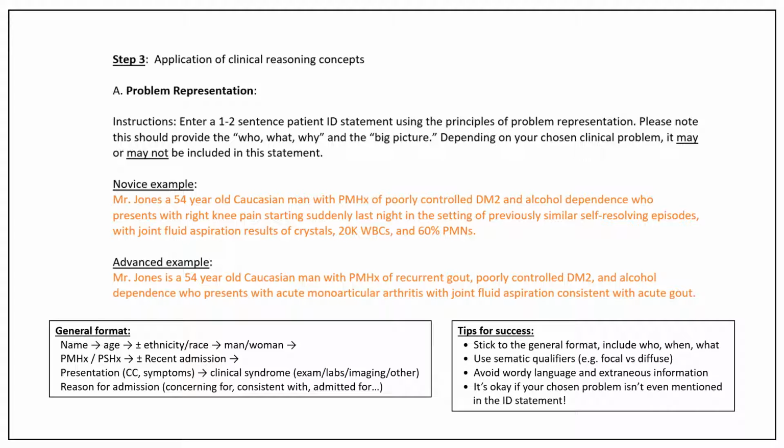So some tips for the ID statement are as follows. First, stick to the general format, include the who, when, and what. You'll notice that during both oral presentations and note writing, most physicians adhere to this series of information. Other tips include using semantic qualifiers and avoiding fluffy language and distracting information. Finally, keep in mind that it's okay if your chosen problem isn't even mentioned in the ID statement. For example, if you have a patient that is admitted for sepsis due to pneumonia and your chosen problem was an AKI, you may not even need to mention this in the identification statement.